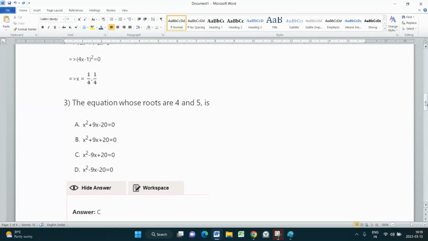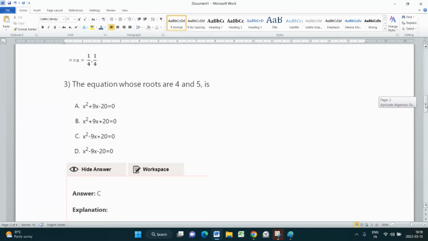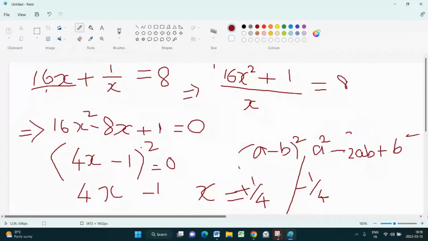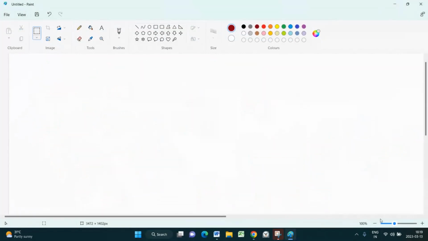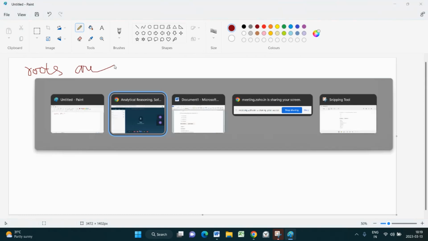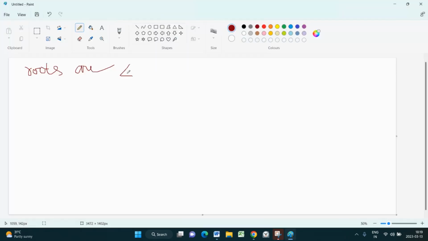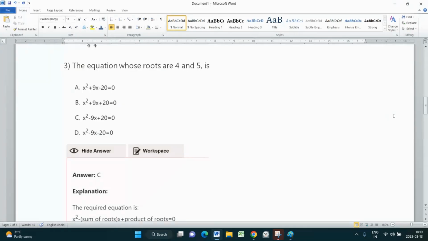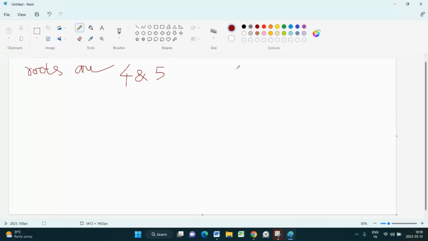So next is the equation whose roots are 4 and 5. When the roots are 4 and 5, the x values. An expression whose roots are given: usually a plus b whole square, and here a and b are the roots.